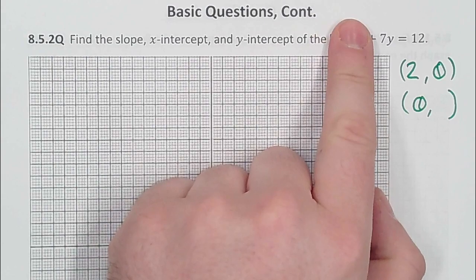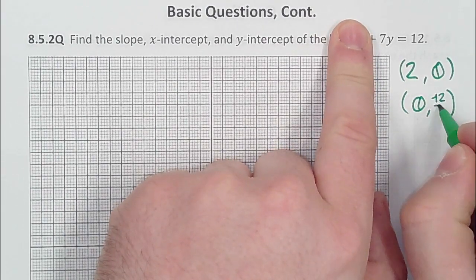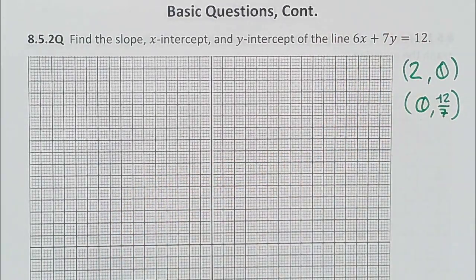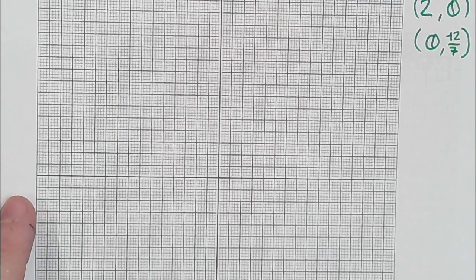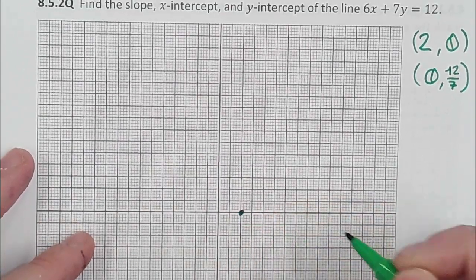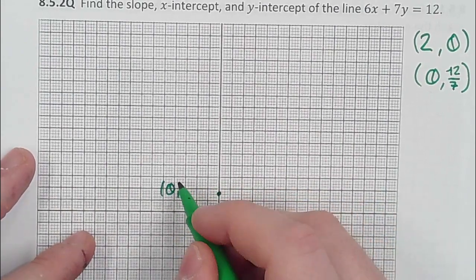If 0 is for x, then what times 7 is 12? 12 sevenths. Wouldn't you agree? If I times that by 7, I get 12, right? So those are both points on my line. So 2, 0 and 0, 12 sevenths. 12 sevenths is just under 2.